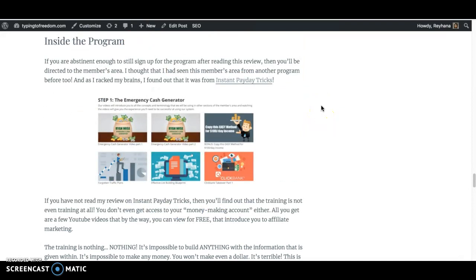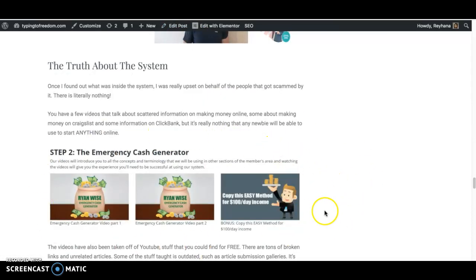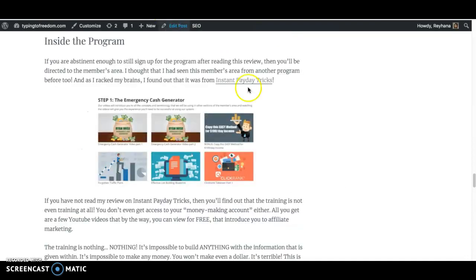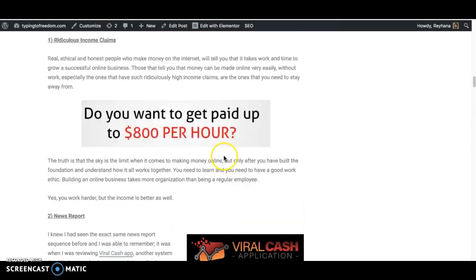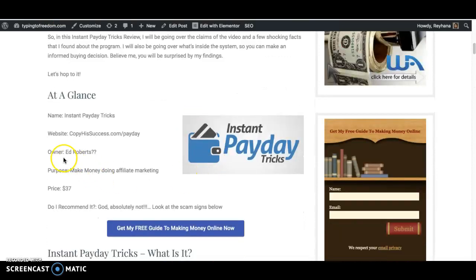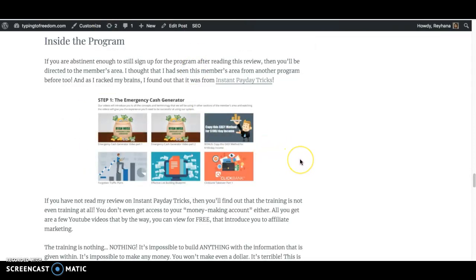And let's take a look inside the program now. Now that we've found out all the red flags about the program. When I signed in, this is basically what I saw. And this reminded me of another program called Instant Payday Tricks. So if you go on to my review here, you see it's the exact same thing. So what I think is that this is the same old product, but only with a new name, and this scammer actually also created a new name for himself. Because with Instant Payday, if you look at the name of the person who created this, it's Ed Roberts. It's not Chris Graham, right? So totally a scammer here that's using deceptive sales tactics to get you to buy this junk of a product.